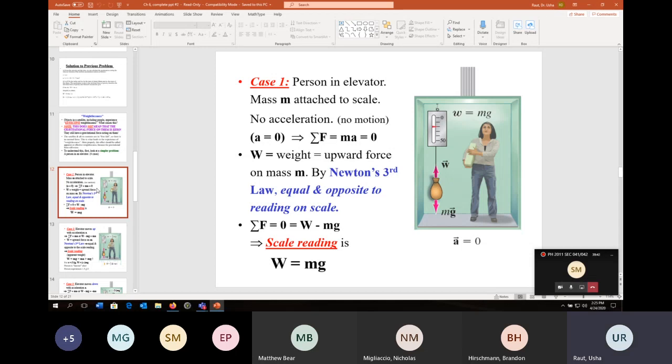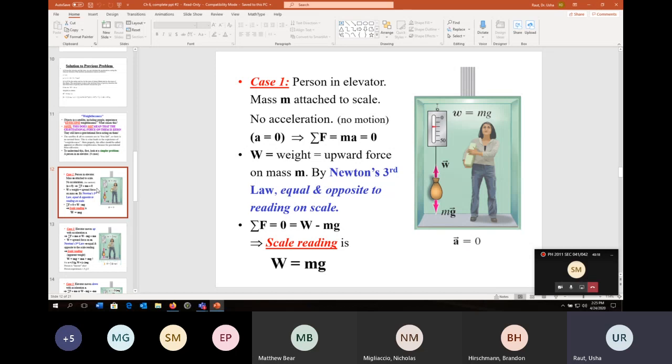Okay, so the first case we're going to look at, you can see an elevator here, and let's say there's a mass m that's attached to the scale. And so if the elevator is at rest, meaning it's not moving at all, then if you do an FBD of the object that's hanging, the two forces on it are the mg and the upward force.